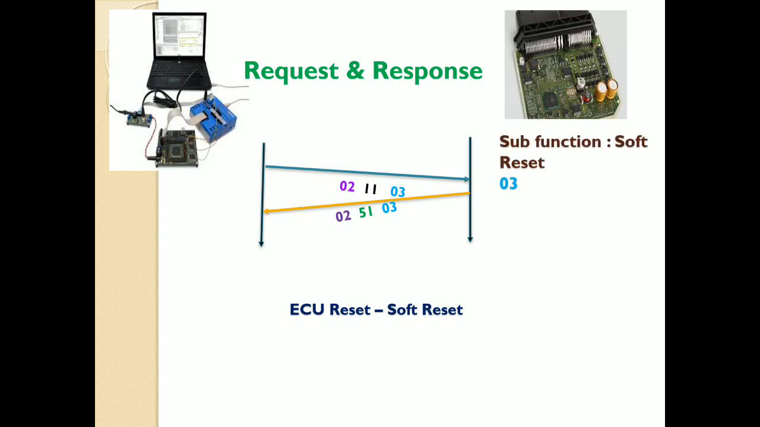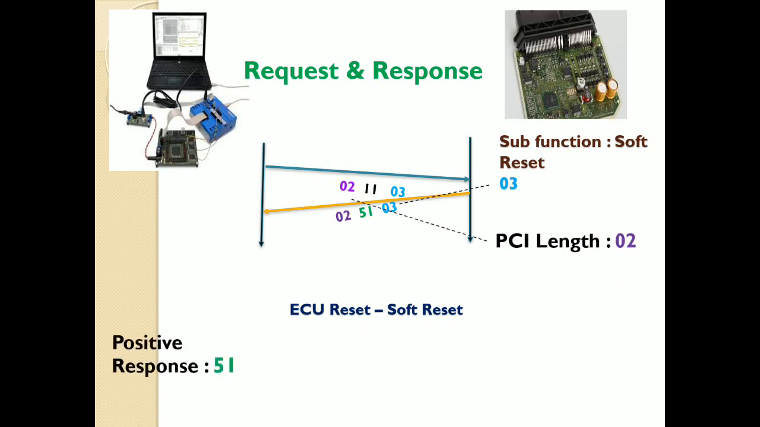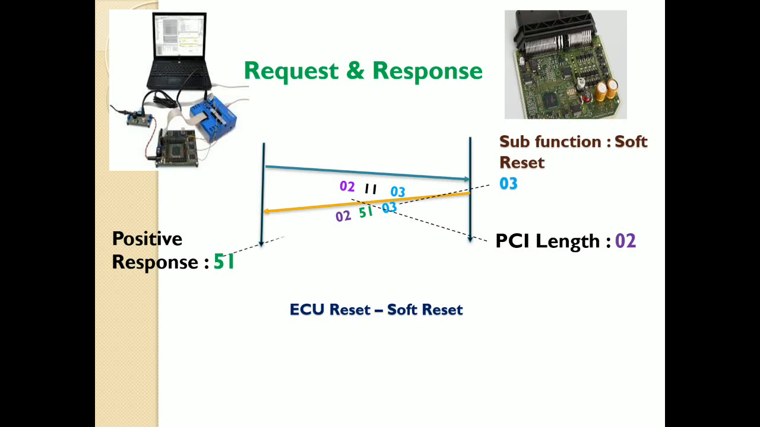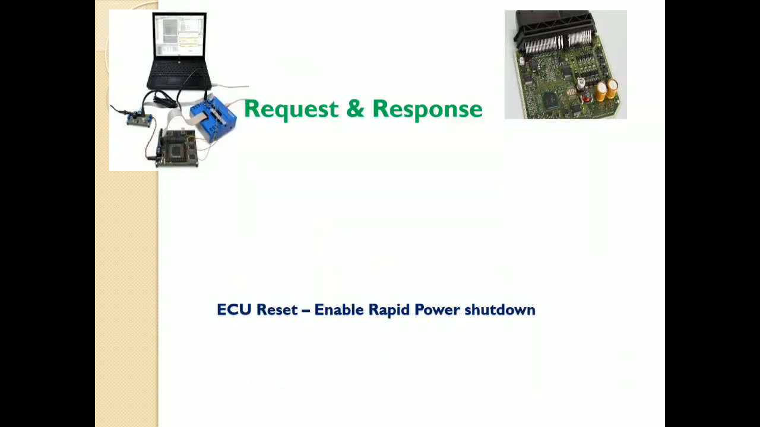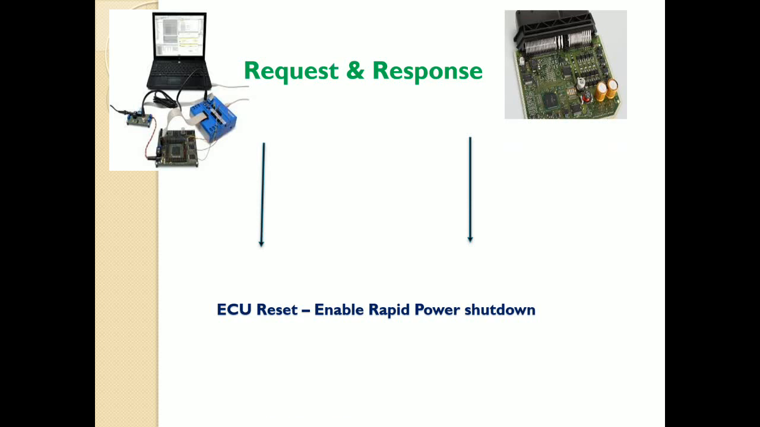See, the subfunction soft reset is 0 3. Then the PCI length is 0 2. Then the positive response is 51, that is 11 plus 40, so 51. It's a soft reset. The same way you are getting it, but just stay focused here, you may get a small change.